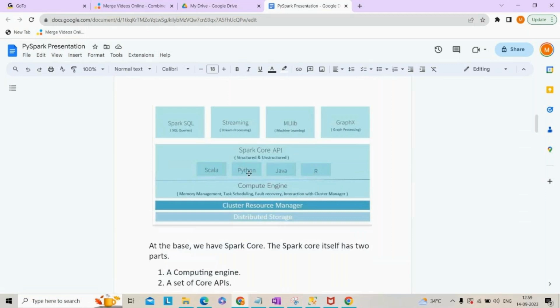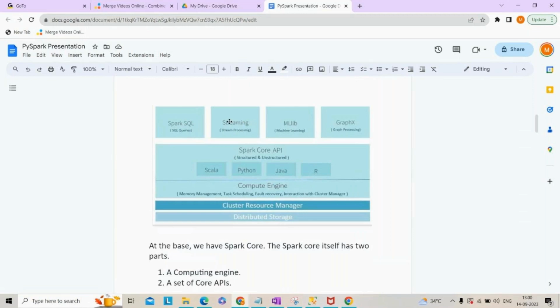If you look here, outside of Spark Core, we have a set of libraries that includes Spark SQL. The Spark SQL library helps us use SQL queries to process structured data.